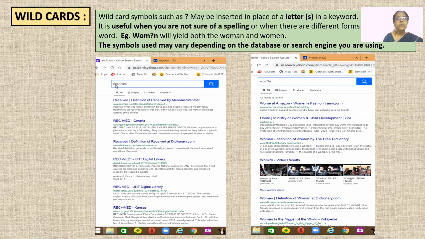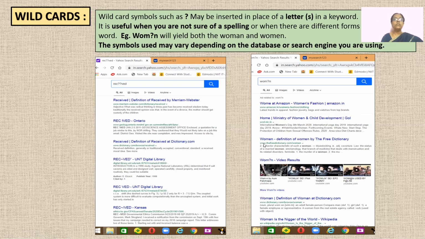So you can see here, I've used the word received, REC. I don't know whether it's IEVED or EIVED. So I did not know the spelling, so I put 2 question marks here: REC question mark question mark VD. Then you can see I've got the results of the spelling. See how it's separated and gave me the result. Actually, when you click here, in that drop down list you get every piece of information. And here I used woman. So you can see both are given: men and woman, man, woman and women. And there are other things, but they're nowhere related. So these are the wildcards.